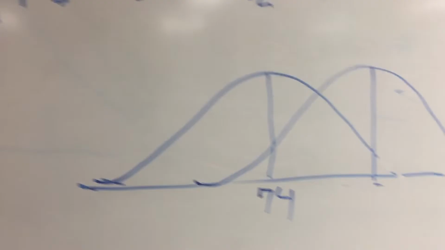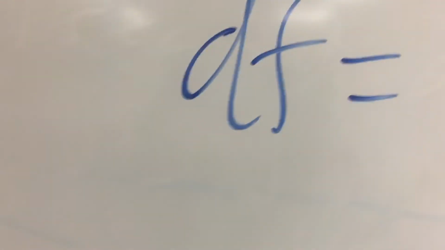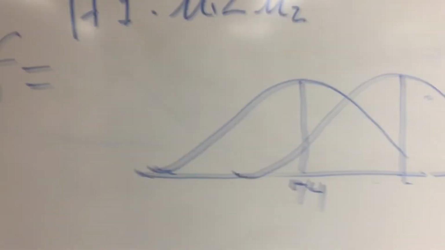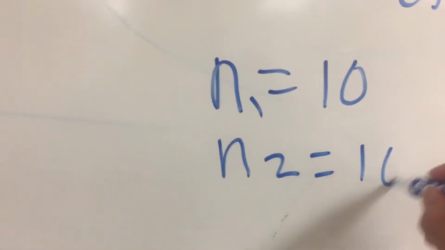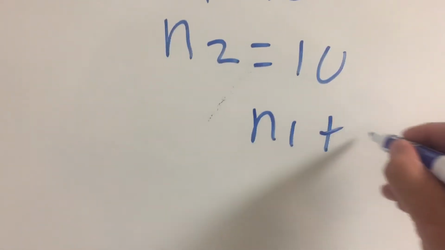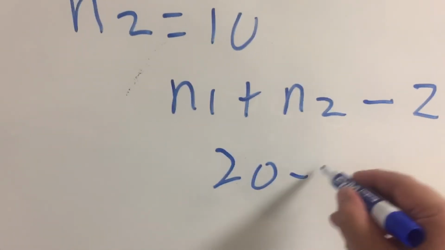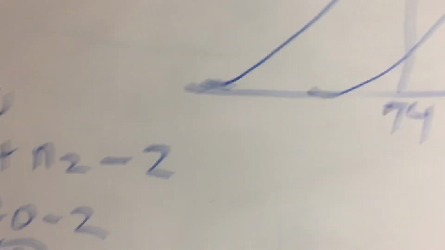So I have something called degrees of freedom that I need to know. So let's go ahead and put degrees of freedom. How many degrees of freedom do I have? Well, I need to figure that out. I have n equals 10, that's n1, and n2 equals 10. The rule of thumb here is n1 plus n2 minus 2. So I add n1 and n2 up, I get 20, minus 2, I have 18 degrees of freedom.